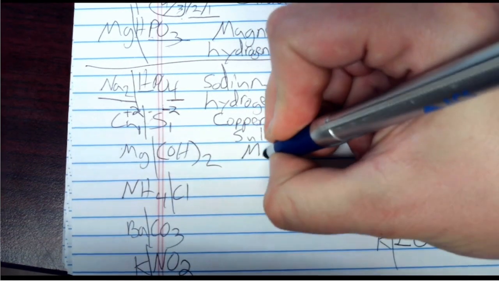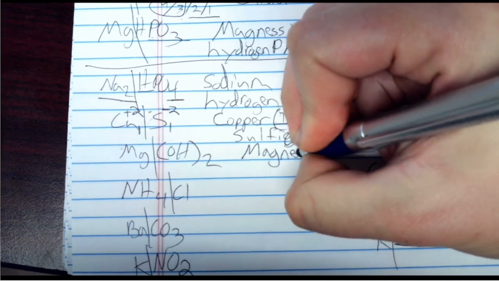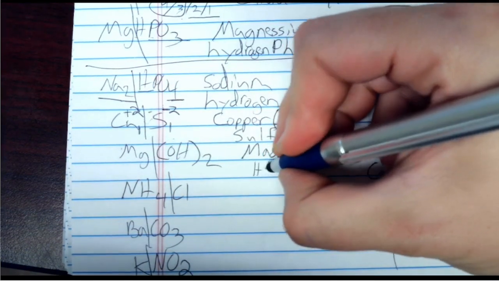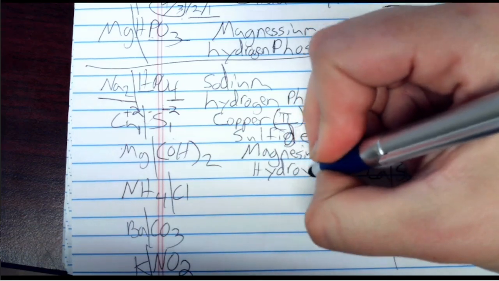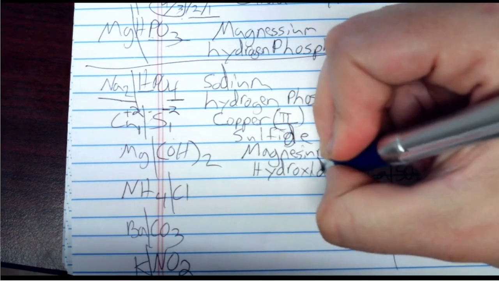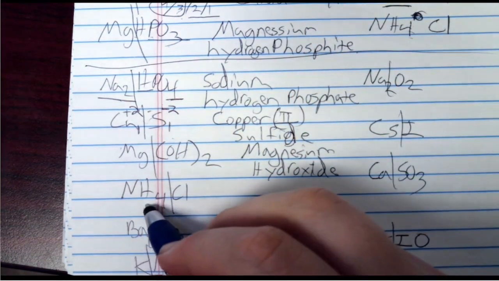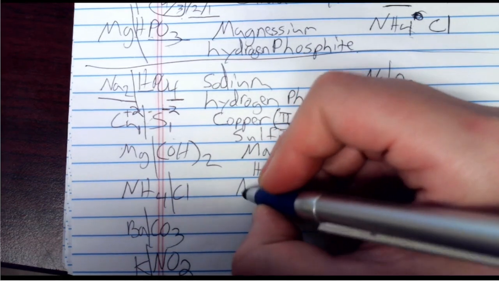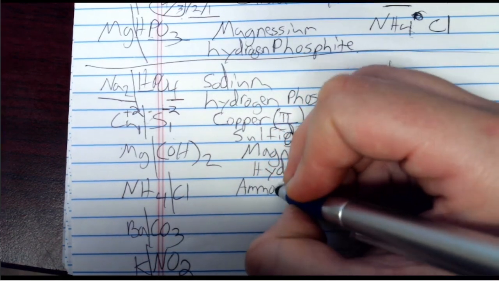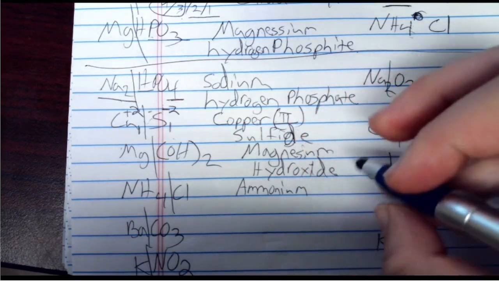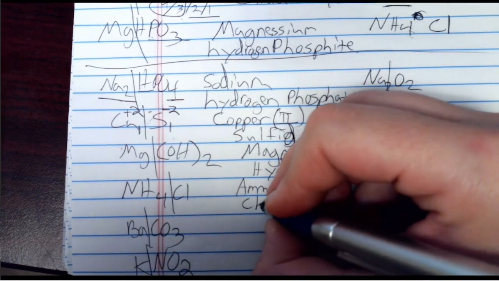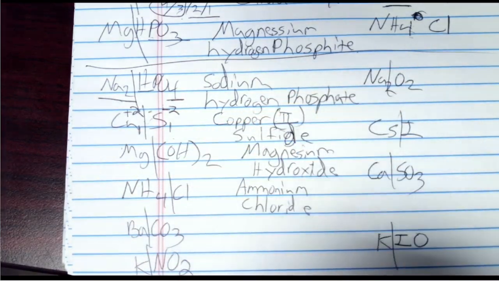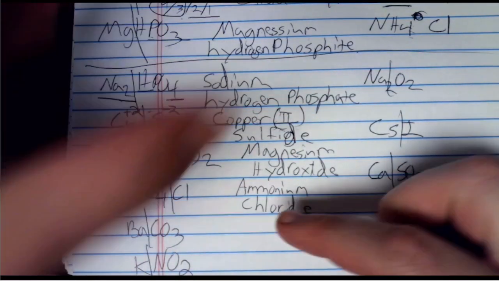Magnesium. OH is our hydroxide. We just did that guy. That's ammonium chloride. We don't have to reference it. You gotta remember that NH4. It's a weird one.